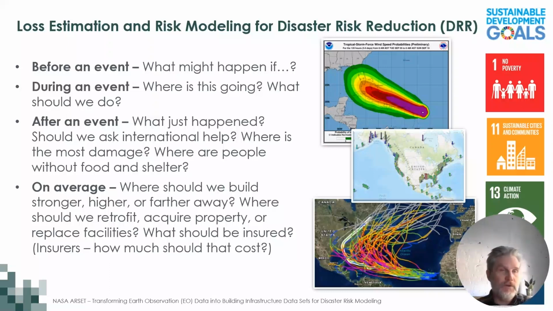After an event, so an earthquake has just happened, for example: is international help required? Where is the most damage? Where should we be deploying resources in search and rescue? And then on average: you've run a single scenario, which gives you that single event view. But if you run suites of thousands of scenarios, you can see what might happen at the annualized level, the 100-year level, the 500-year level, and you can use those to make decisions about things like retrofitting or insurance premiums.